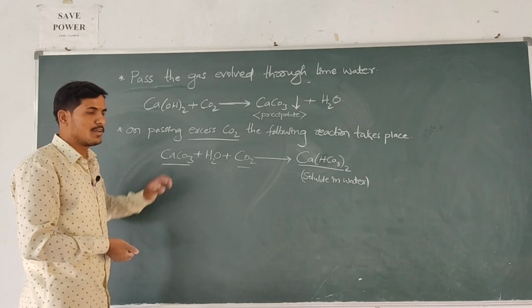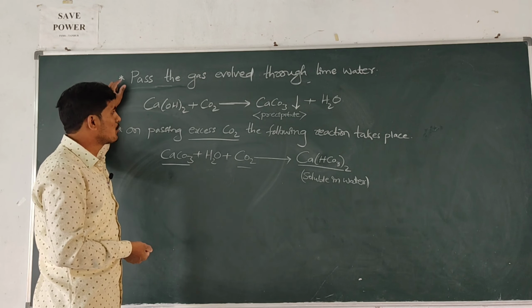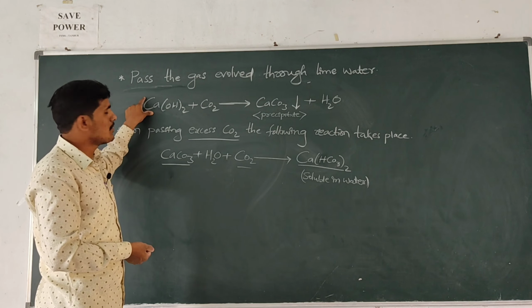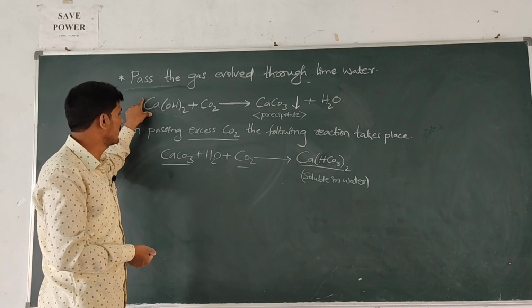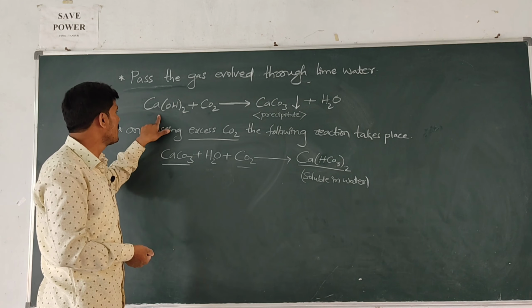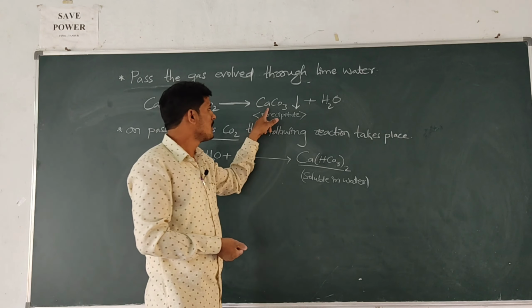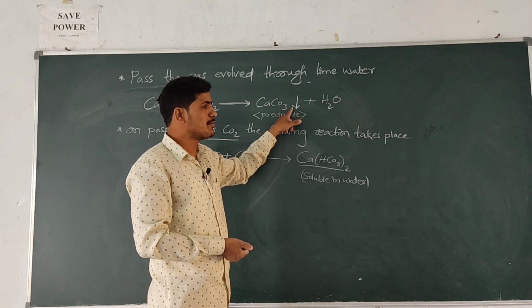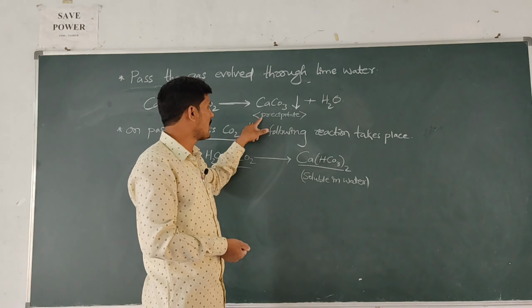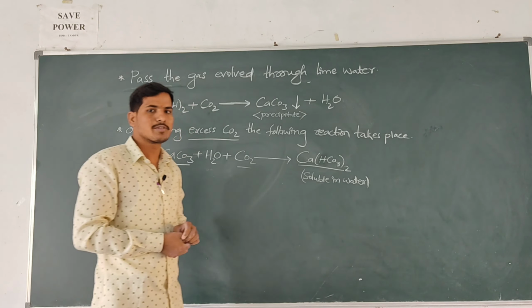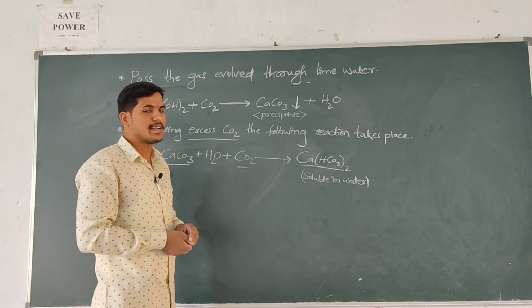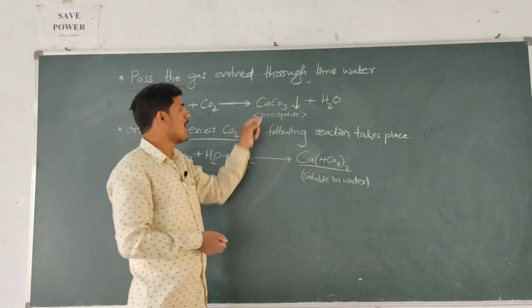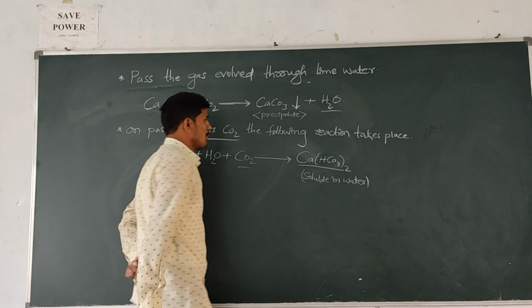Once again, listen carefully. In the above two reactions, the evolved gas is passed through calcium hydroxide. When we pass carbon dioxide through calcium hydroxide, calcium carbonate is formed as a precipitate. A precipitate is indicated by a downward arrow mark, and it means an insoluble substance. It settles down in the apparatus, and water molecules are formed.